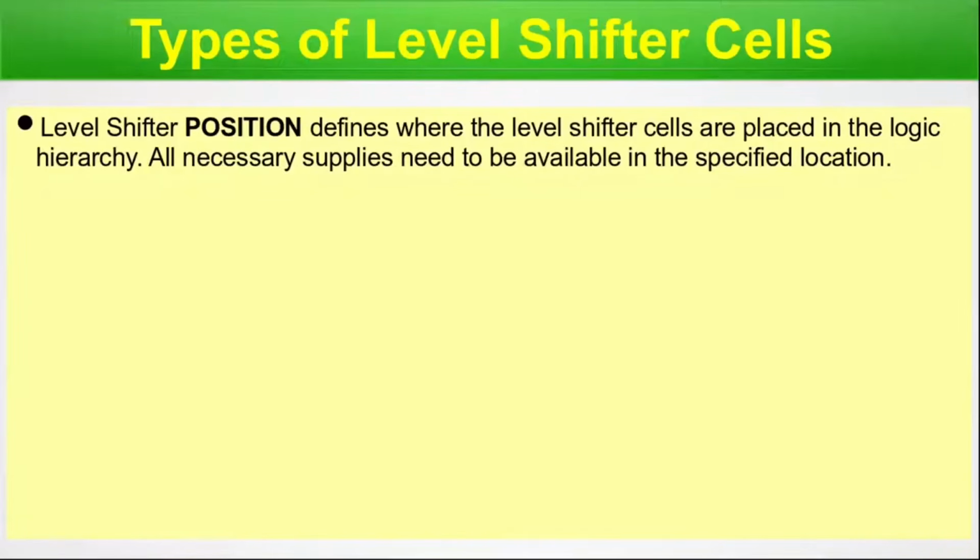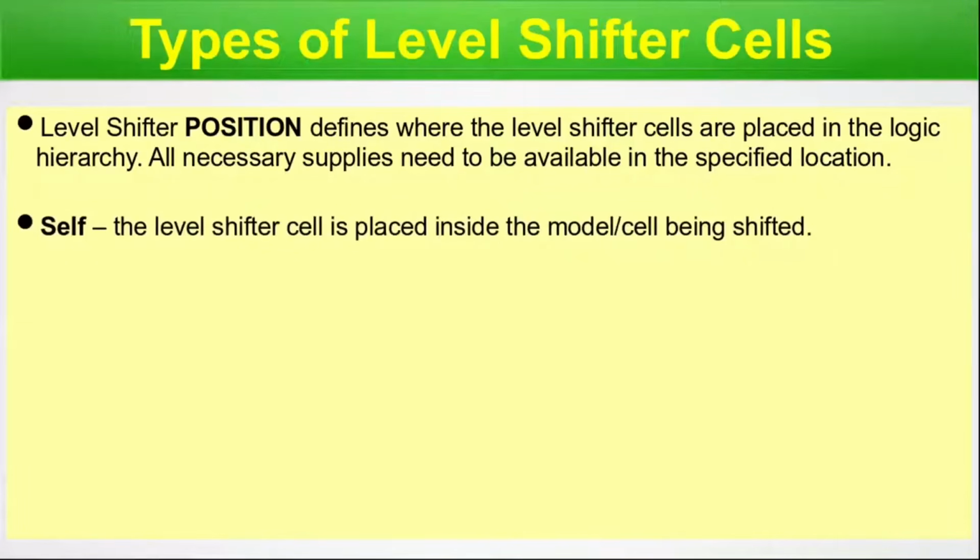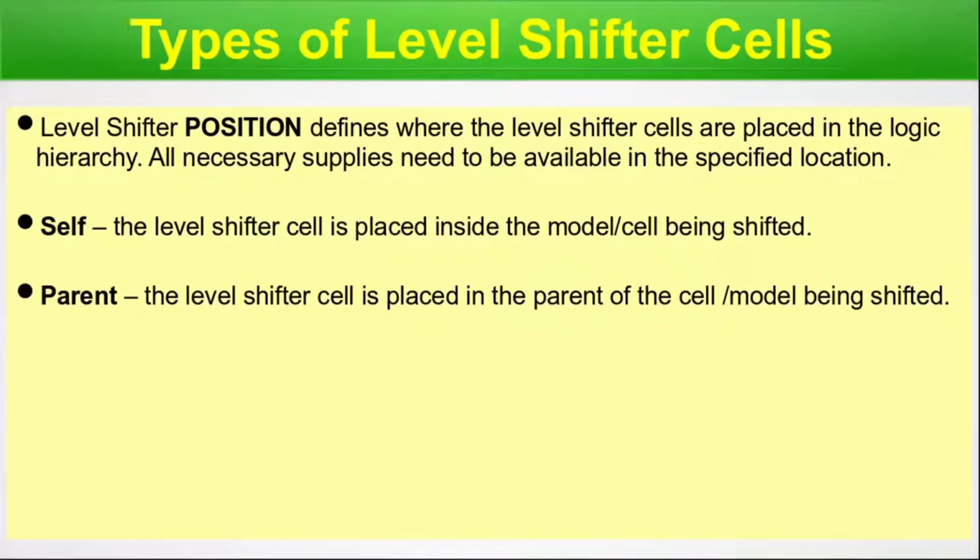Types of level shifter cells. So here we'll discuss different types of level shifter cells. Level shifter position defines whether the level shifter cells are placed in the logic hierarchy. All necessary supplies need to be available in the specified location. Self: the level shifter cell is placed inside the model or cell being shifted. Parent: the level shifter cell is placed on the parent cell or model being shifted.